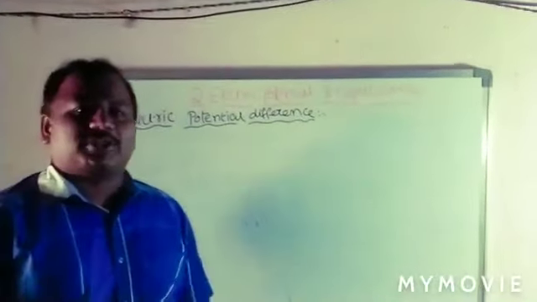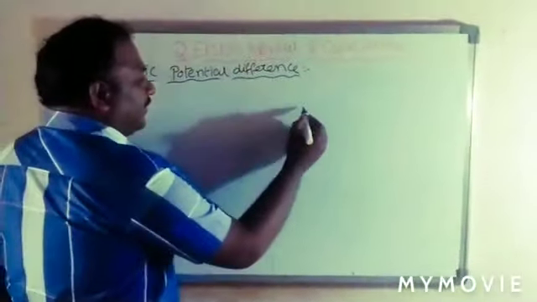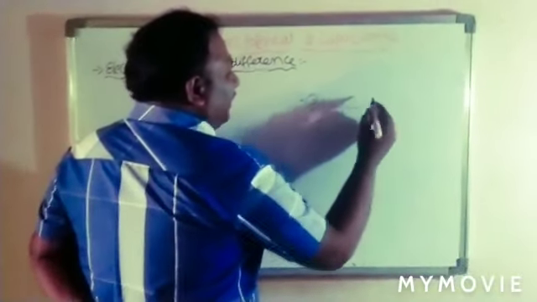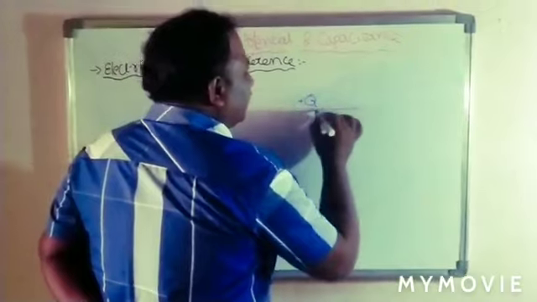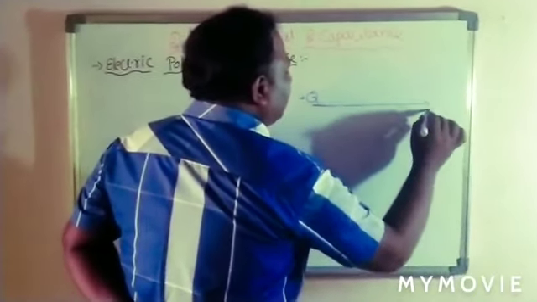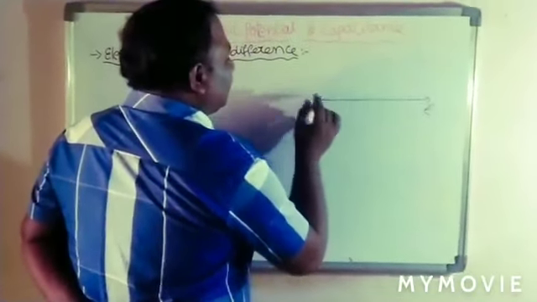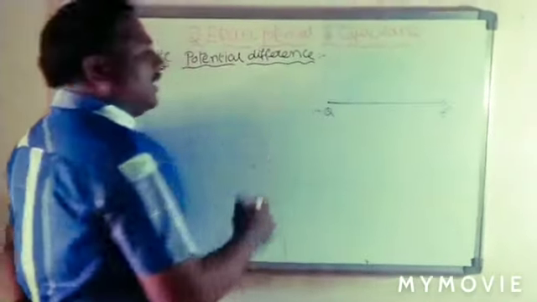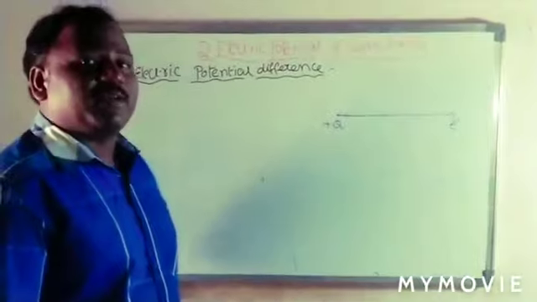Now, what is electric potential difference? See here, it is the point charge, and this is the electric field due to the point charge. Now a charge is moving from infinity to a finite distance. We will calculate the potential.